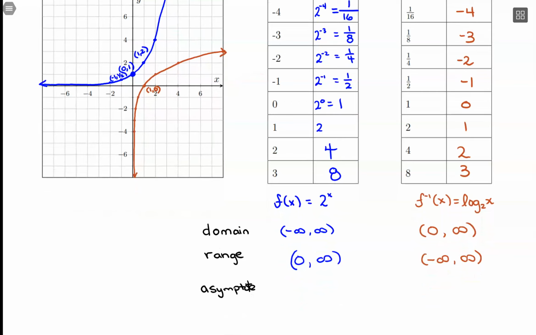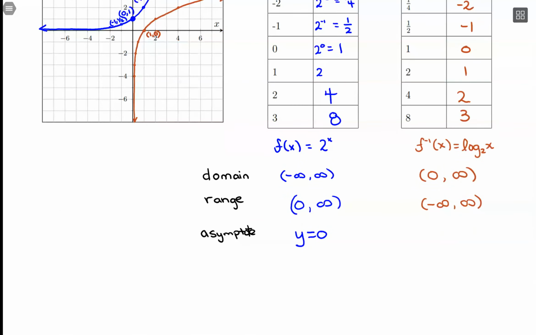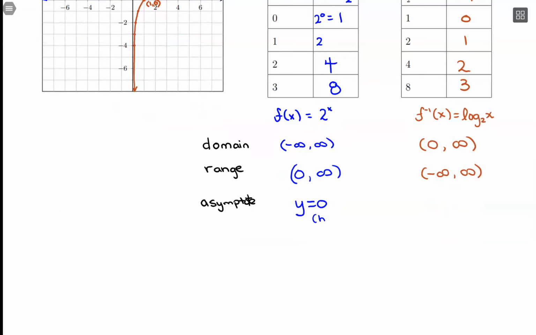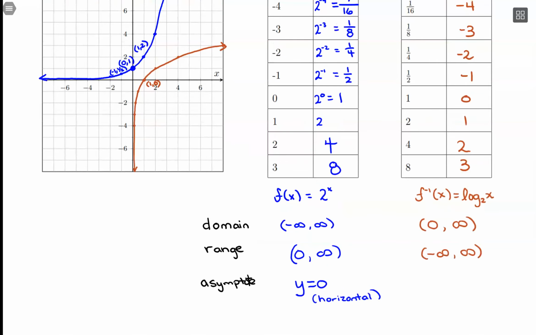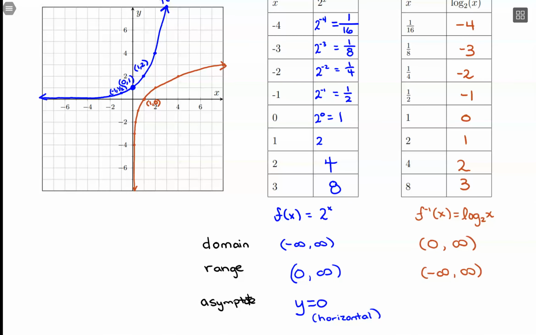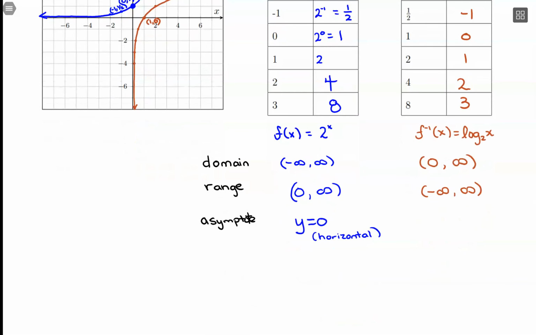All right, the asymptotes. So for our exponential function, our asymptote is y equals 0. So what we're seeing there is a horizontal asymptote. For our logarithm function, we're seeing a vertical asymptote. It says vertical line at x equals 0. So we're seeing this vertical line.